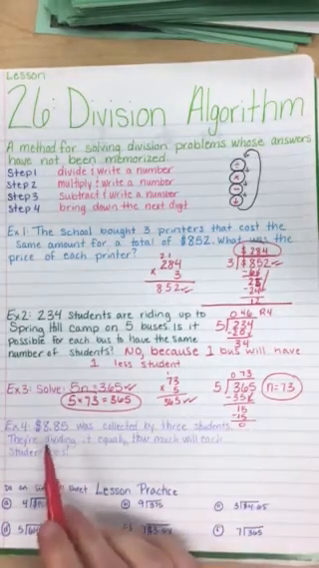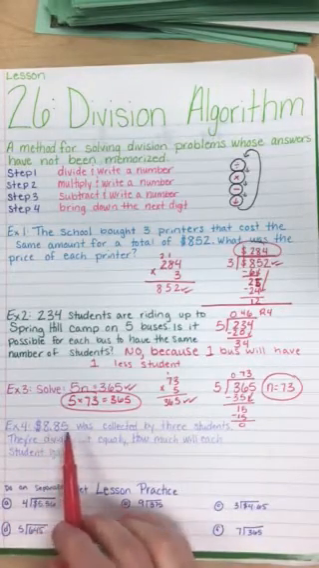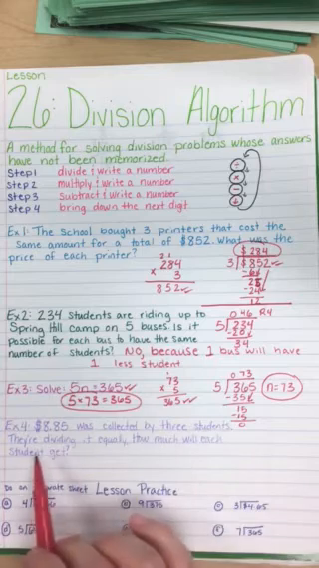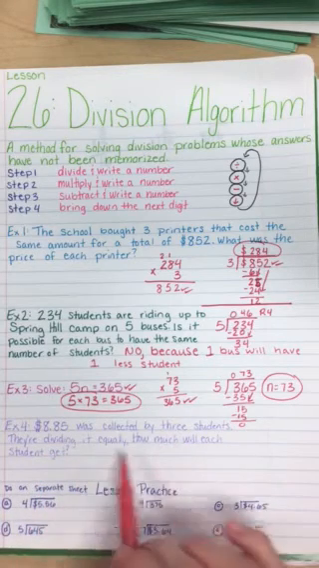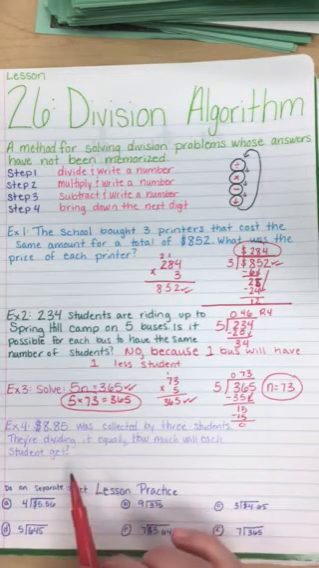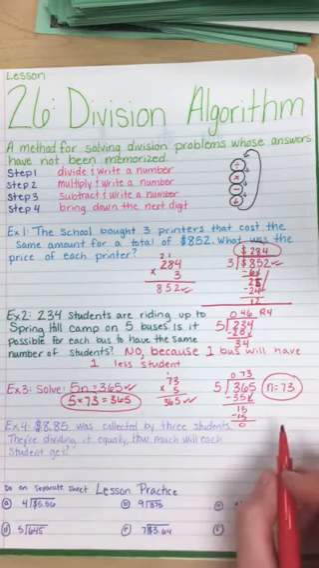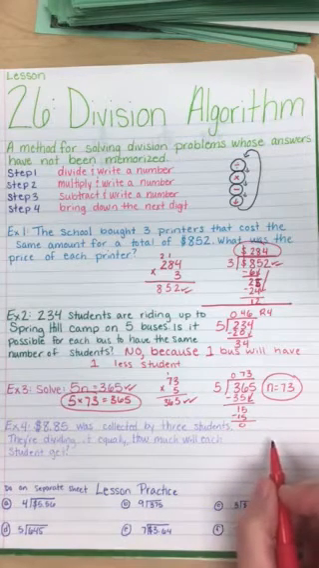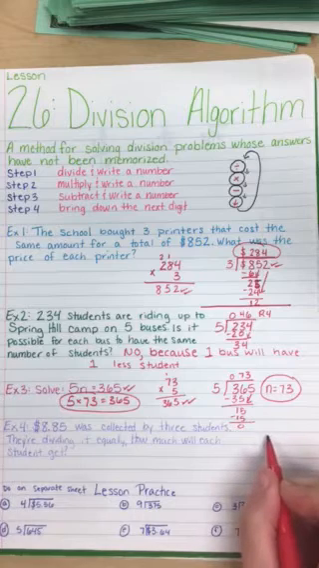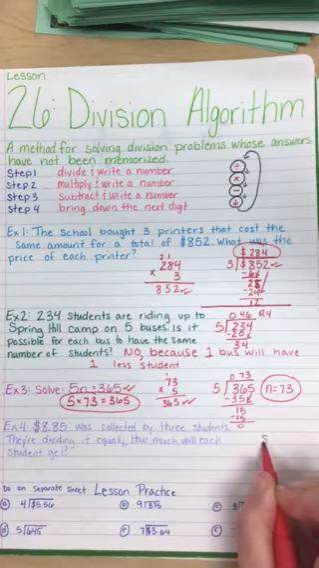Okay. Example 4, $8.85 was collected by 3 students. They were dividing it equally. How much will each student get? Okay, the whole problem says this whole thing about them having coins and all these things, but I just used the information that was needed.